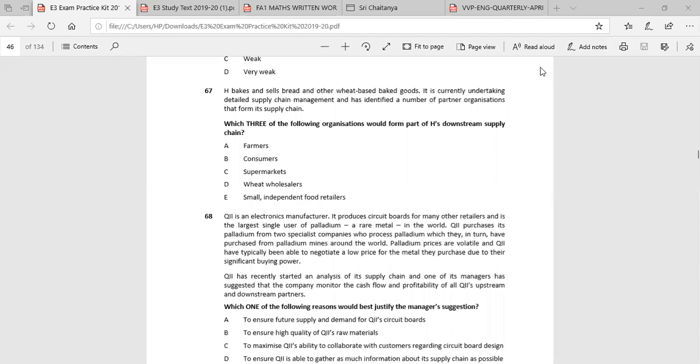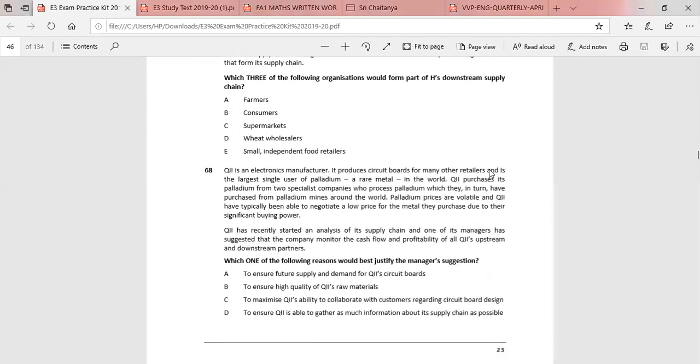B, consumers. C, supermarkets. Wholesalers are suppliers, so we leave that. E, small independent food retailers. Yes. So E is the answer. Then 68.